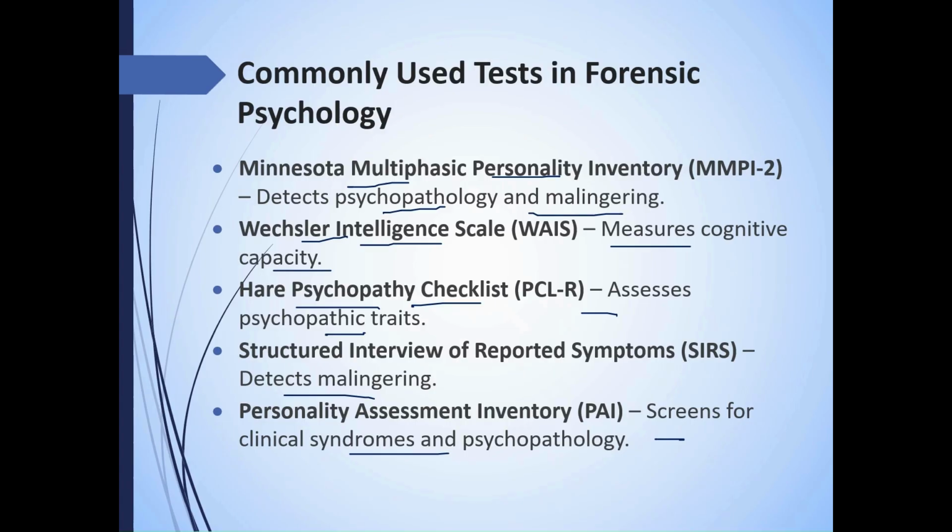Okay, so these are the names that we need to remember. MMPI is one of the most frequently used tools in exams, and we need to remember its full form also. It is Minnesota Multiphasic Personality Inventory, basically to understand the personality of the person. Then we have the Wechsler Intelligence Scale, then the Hare Psychopathy Checklist, Structured Interview of Reported Symptoms, and Personality Assessment Inventory. These are the names of the common tests that are being used in forensic psychology.